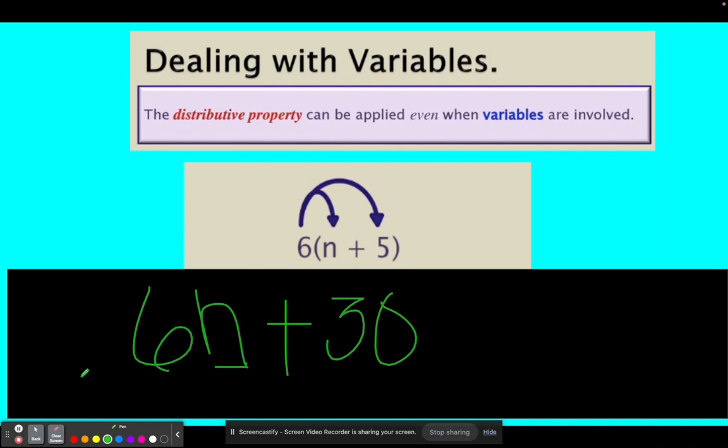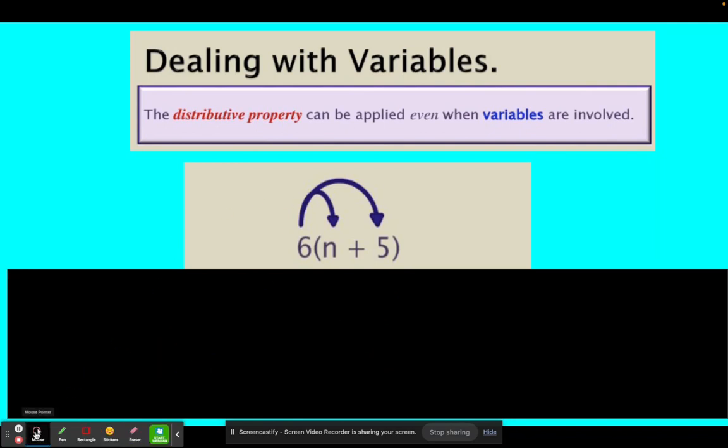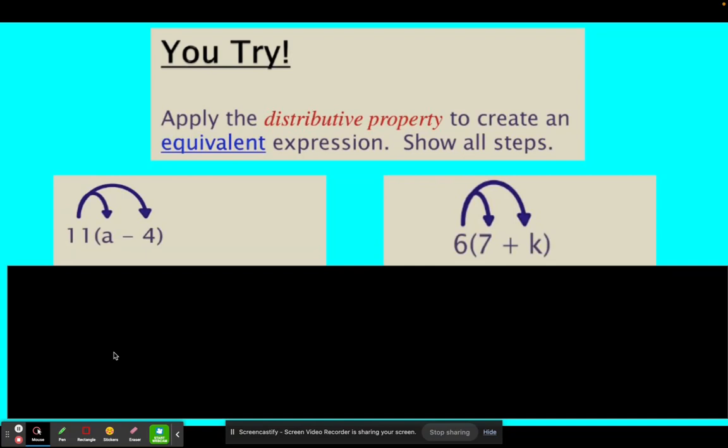That's why we call it simplifying instead of solving, because we did not get one direct answer. Okie dokie. So stop, pause the video, try these two out, and then check your answers.